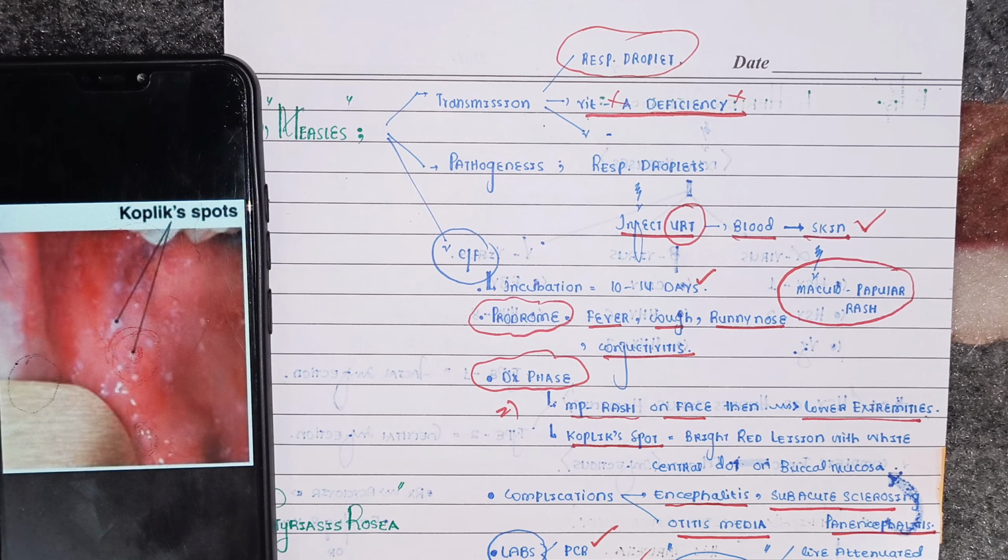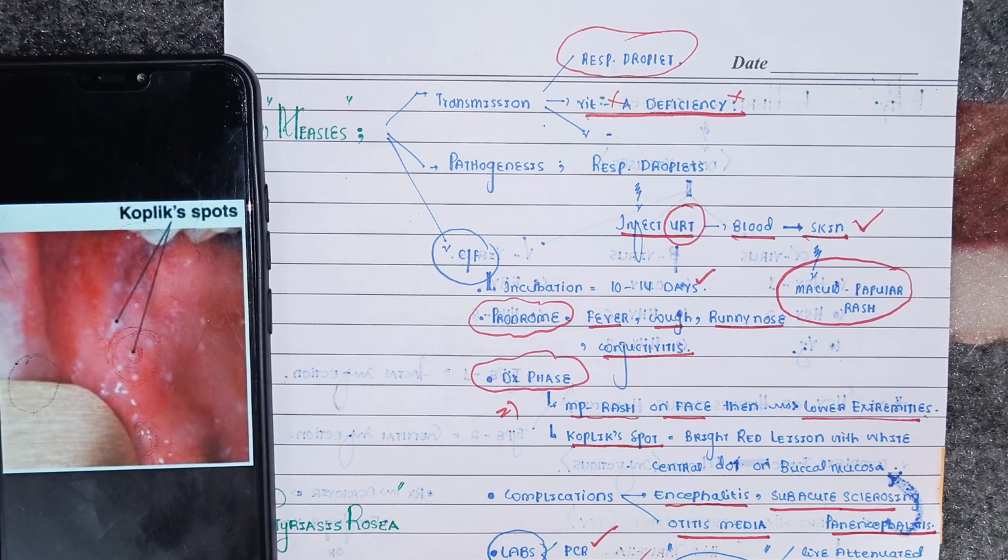Okay, and yeah, if you do not treat measles, it may sometimes complicate into some very dangerous conditions like encephalitis and subacute sclerosing panencephalitis and otitis media. These are the complications of untreated measles.